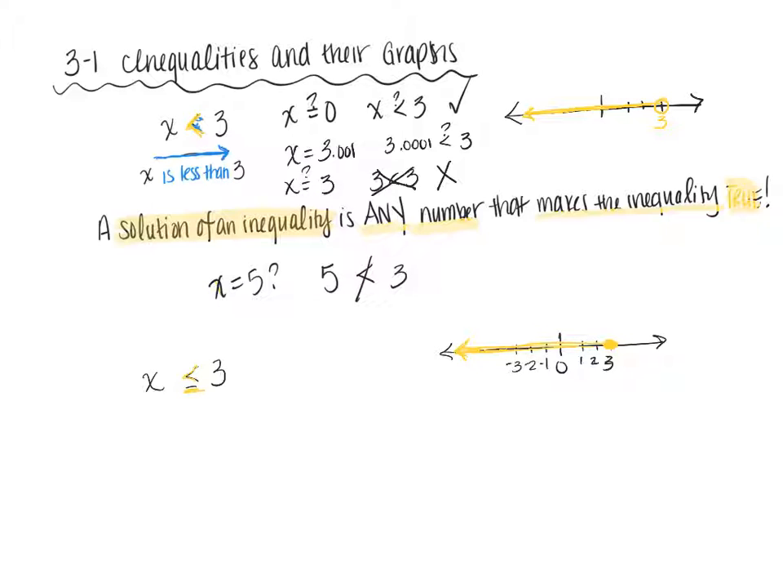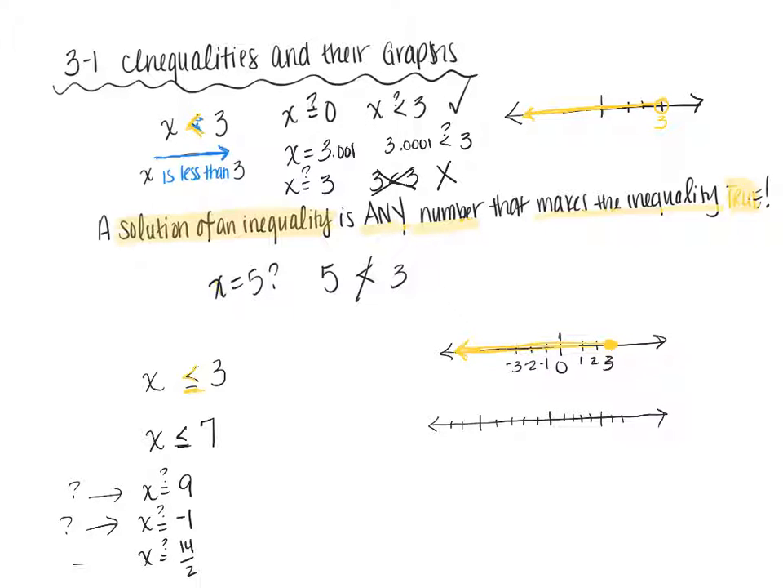All right, let's look at another example here. X is less than or equal to 7. I'd like you to do the same thing I did before. I'd like you to draw a number line on your paper, and I'd like you also to have a yellow highlighter, and map it out on your number line. Go ahead and label it, and then see, could x equal 9? Could x equal -1? Could x equal 14 divided by 2? Pause me, and I'll check it when you're ready.